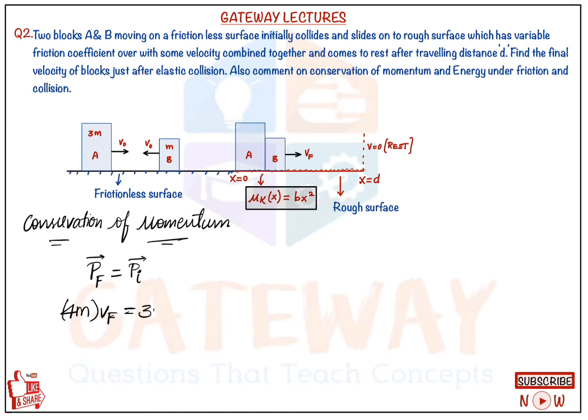That momentum is 3m into V naught along the right direction. 3m is moving right, so it is positive, minus m into V naught. From that we get Vf equal to V naught upon 2. So the final velocity is half of the initial velocity. But we also need to calculate the initial value, then we will get the final value.